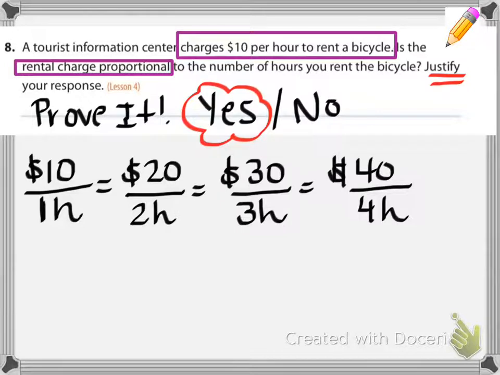And in this case, it is proportional, because every time it changes by $10 an hour. So I've shown you several equivalent fractions for that. $10 per 1 hour, $20 per 2 hours, $30 per 3 hours, $40 per 4 hours. All of those could be simplified down to $10 per hour. Okay?